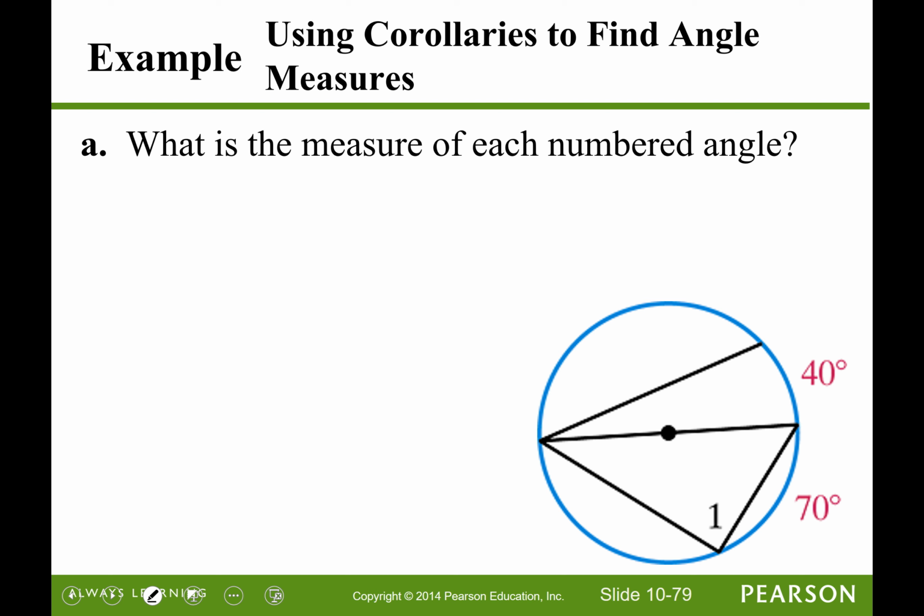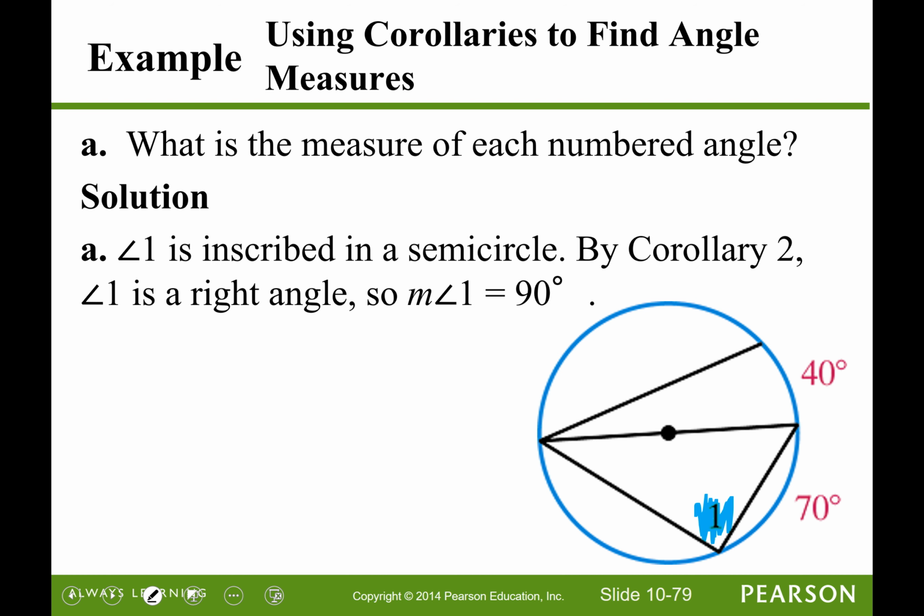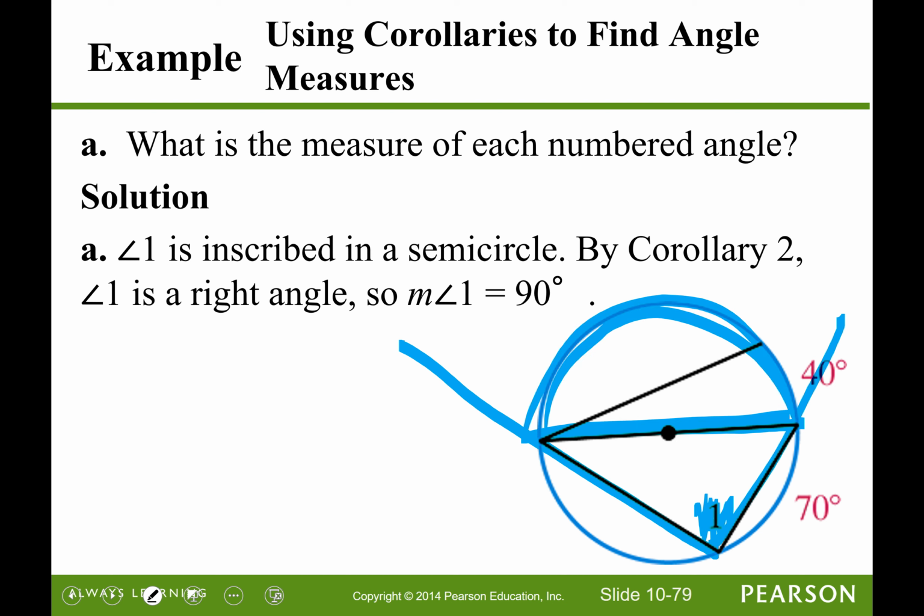All right, let's practice with those corollaries. What is the measure of each numbered angle? Part A, we've got the numbered angle 1 right here. To find its measure, it should be something in degrees. Pause this video and see what you come up with. Welcome back. If you came up with 90 degrees, you got it right. This inscribed angle is intercepting a semicircle right there. The semicircle measures 180, which makes ours measure 90.